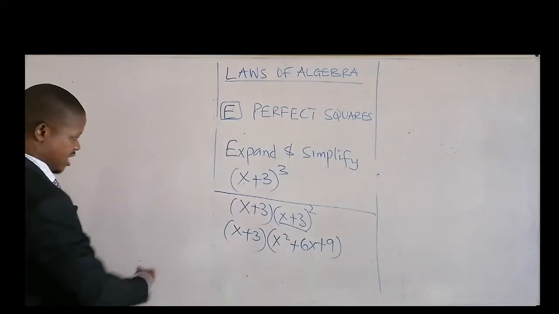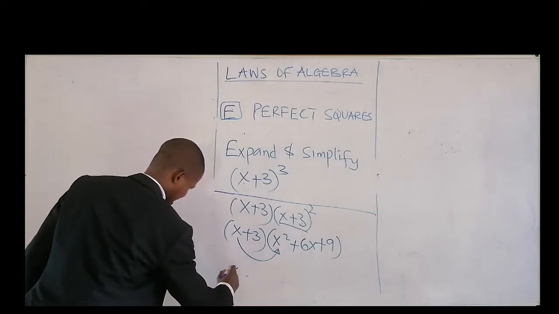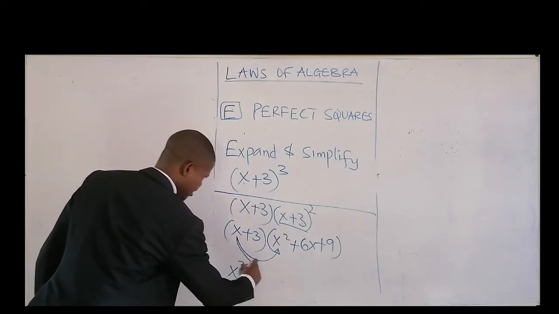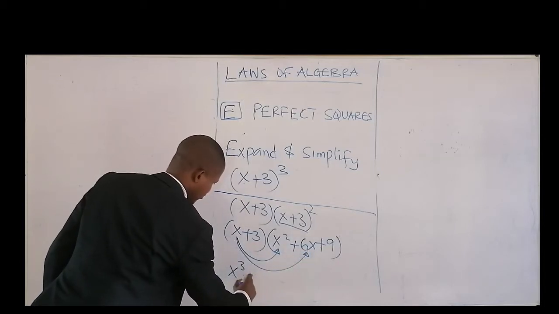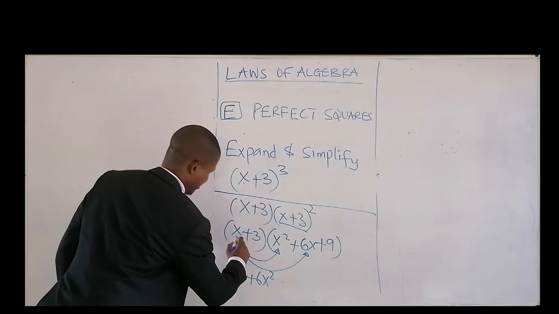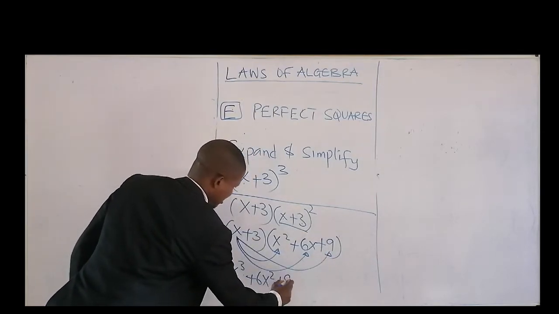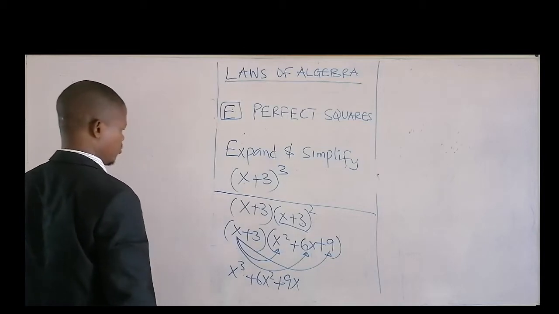Then after that, you can now do your straight expansion. This times this, that's x cubed. This again times this one, that's plus 6x squared. Then this again times this one, that's plus 9x. So I'm through with that.